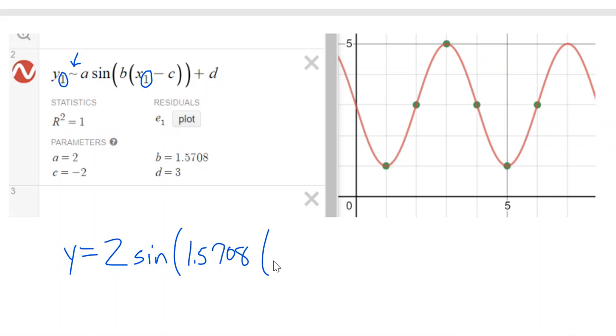1.5708. And then we're going to say x minus negative 2. Well, minus negative 2 would be that. And then d is 3. We're going to go plus 3 on the end.